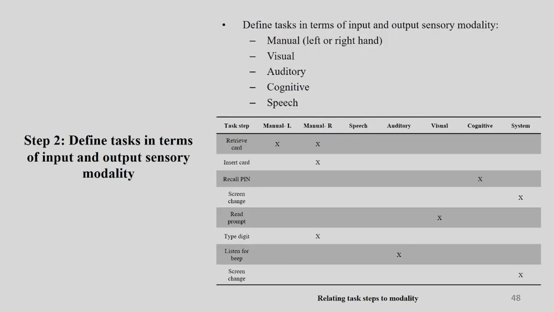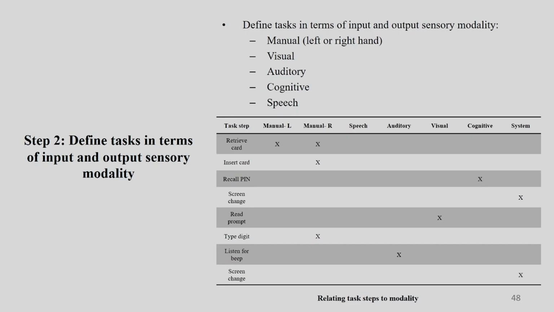Now, here in the second step, define the task in terms of input and output. First you define the task, so you have a flow chart. Now, for each portion, what is your input and what is your output? So, in terms of input and output, in terms of sensory modalities. Now, let us understand.